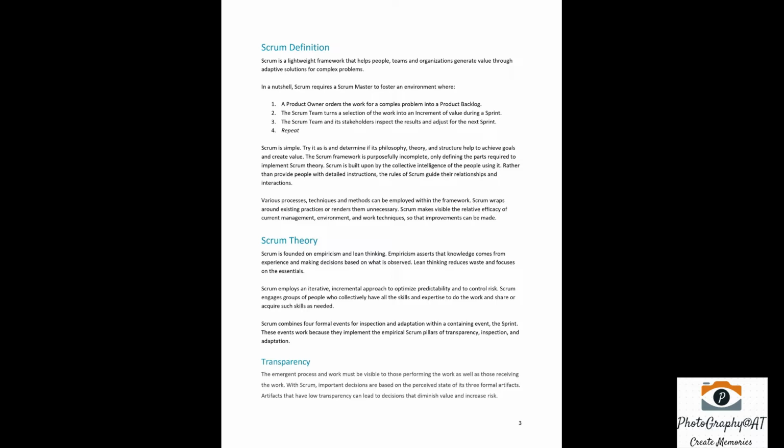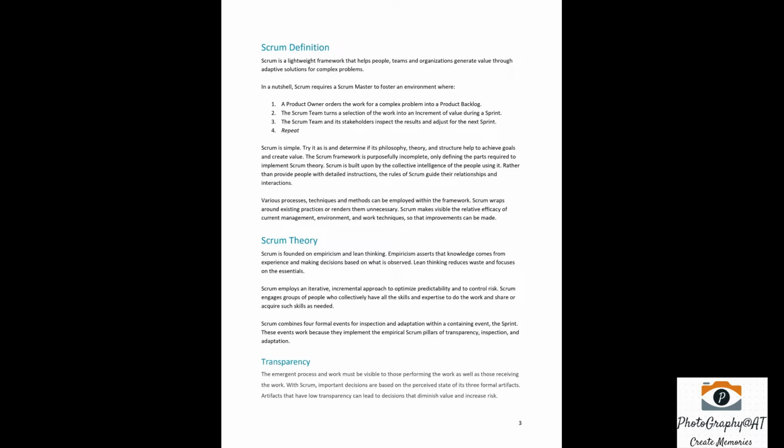The Scrum framework is purposefully incomplete, only defining the parts required to implement Scrum theory. Scrum is built upon by the collective intelligence of the people using it. Rather than provide people with detailed instructions, the rules of Scrum guide their relationships and interactions. Various processes, techniques and methods can be employed within the framework. Scrum wraps around existing practices or renders them unnecessary. Scrum makes visible the relative efficacy of current management, environment, and work techniques, so that improvements can be made.